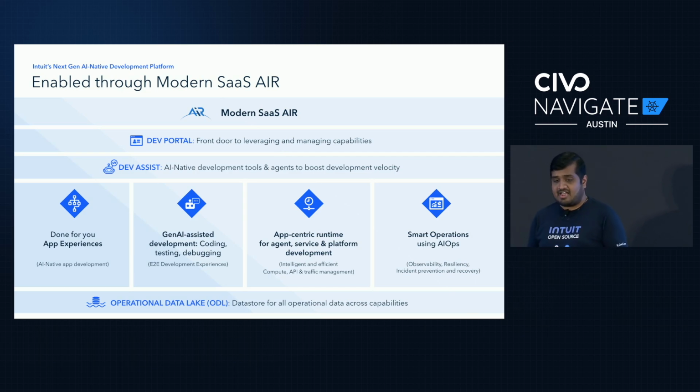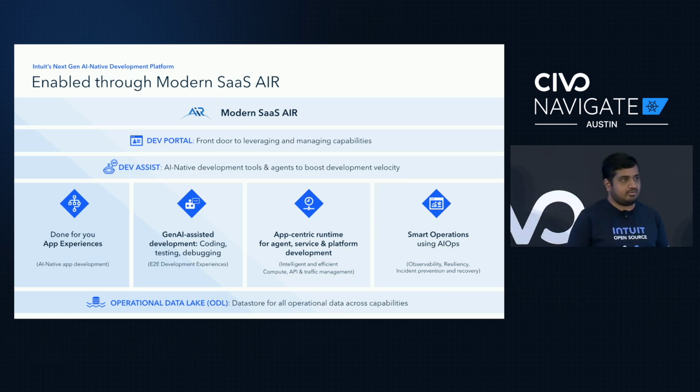And then we have the app-centric runtime for agent, service, and platform development. So agent development is a new paradigm now, and we're already starting to think about it. What are the frameworks? What are the SDKs we should start providing our developers to build some of these agents? Service and platform are things we've been building in the past as well. And then smart operations using AIOps. How do we use AI on the operations side of things when incidents happen, or when you're trying to increase your uptime? How do you use AI to make that happen?